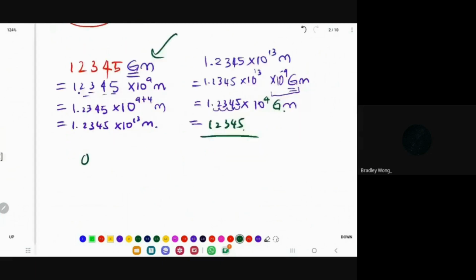Now, let's say we have 0.00567. Micrometer, I don't want that. 5.67 micrometer.